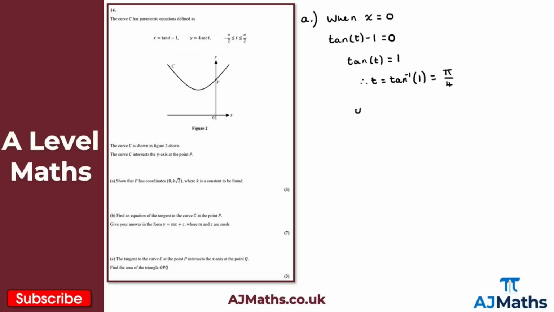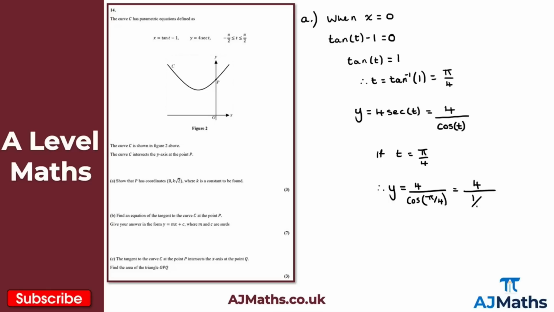So now, for y here then, y is equal to 4 sec t. That's the same as 4 over cos t. So if t is equal to pi over 4, in this case here then, y is equal to 4 over cos of pi over 4. Well, cos of pi over 4, that is 1 over root 2. So what I've got here is 4 divided by 1 over the square root of 2. So in this case here, this is the same as 4 times root 2. So I get 4 root 2 over 1, which would simply give us 4 root 2 there. Okay, so we get 4 root 2 there. But in this case here then, k is simply 4.